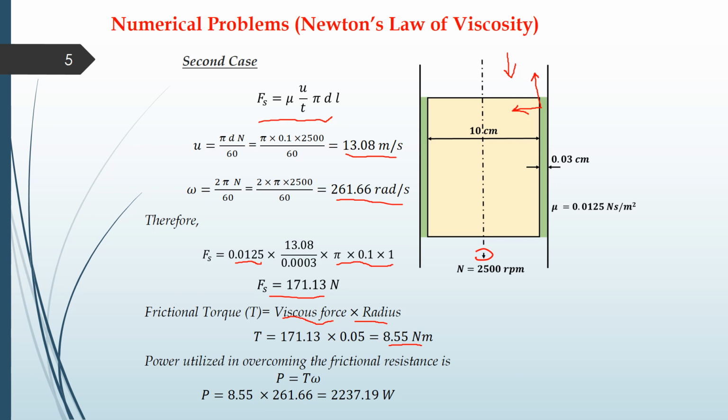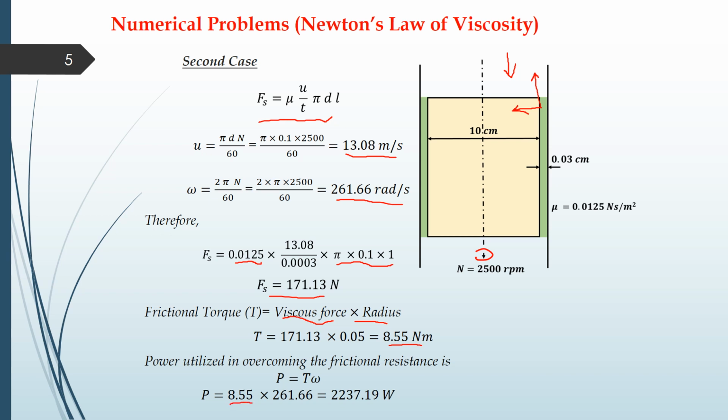It will give you the torque as 8.55 newton meter. So the power utilized in overcoming this frictional resistance, which is basically due to the viscosity of the oil over here, in order to rotate it at 2500 rpm, will be given by T into omega. T is your torque, omega is your angular velocity.